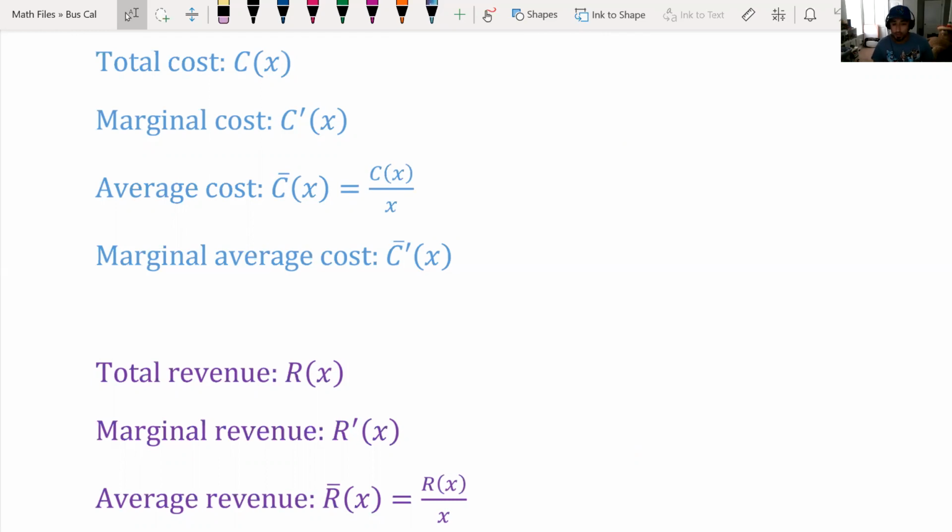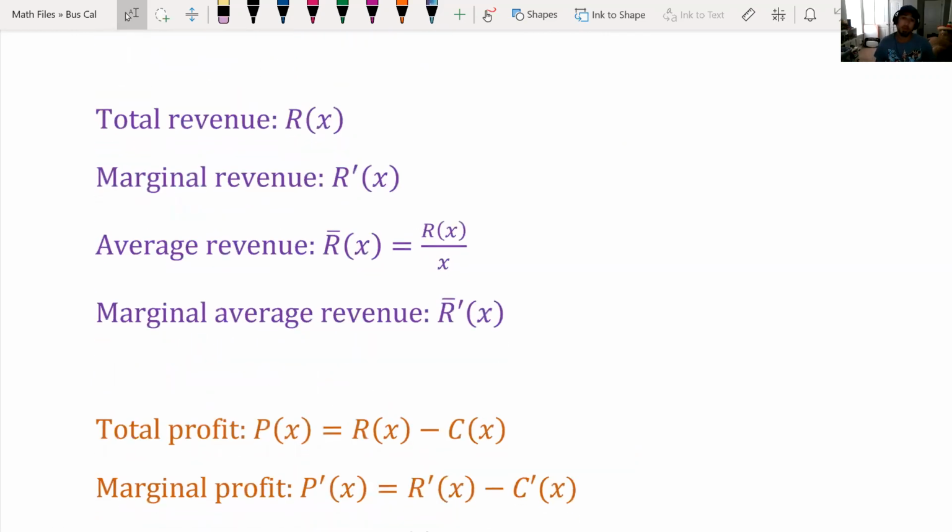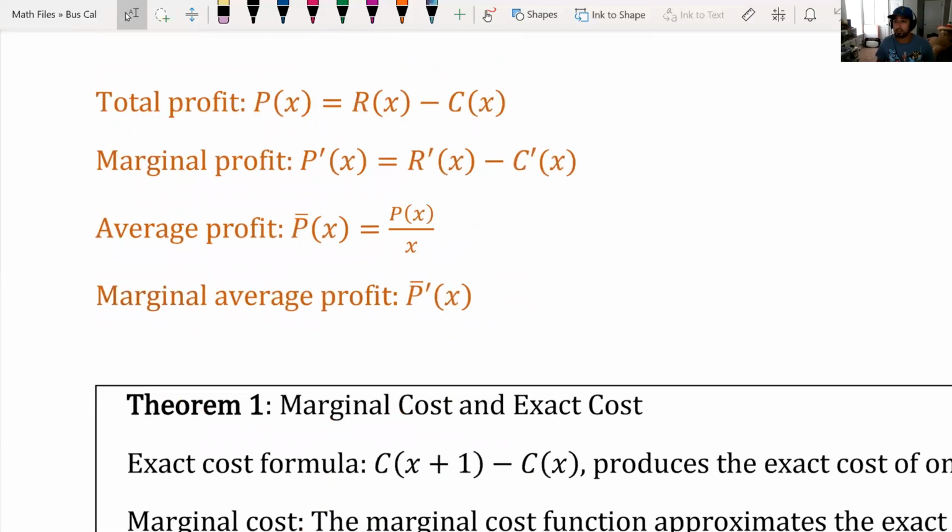Next is revenue, which is R of X. Marginal revenue is R prime of X. Average revenue is R bar of X, R of X over X. And marginal average revenue is R bar prime of X. Profit is P of X, which is given by R of X minus C of X, revenue minus cost. Marginal profit is the derivative, P prime of X. Then average profit is P bar of X, and marginal average profit is P bar prime of X. Just so you know what to do in case any of the questions ask you for the average profit or marginal average profit.